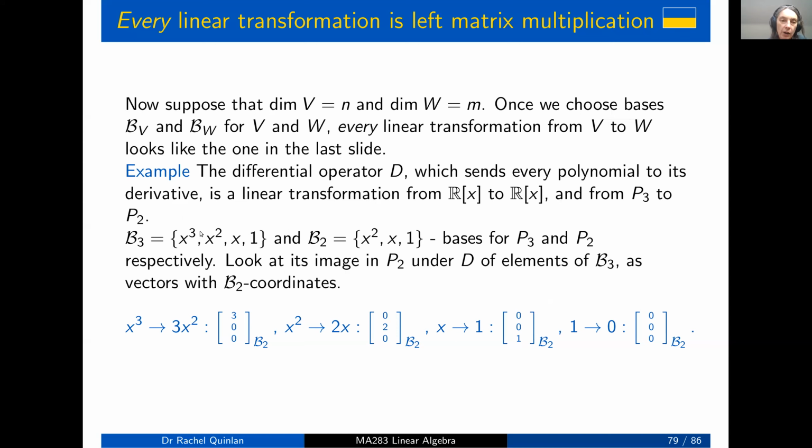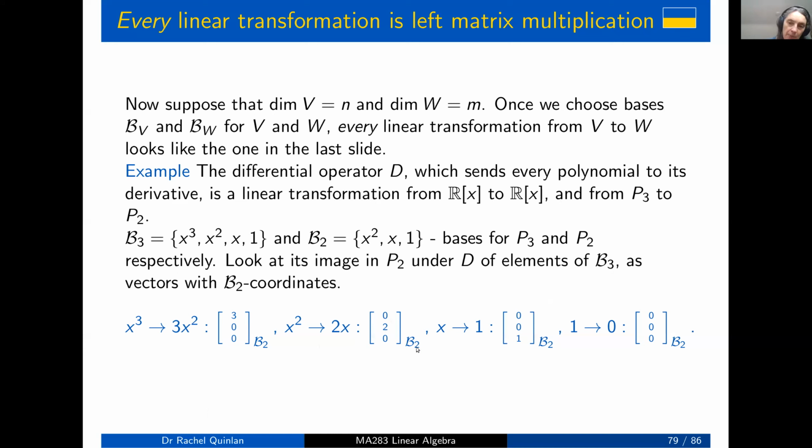Under the linear transformation D, the image of x cubed is 3x squared. The coordinates of 3x squared with respect to the basis B2 are 3x squared plus 0x plus 0, so 3, 0, 0. We write those entries as a column vector and note B2 to indicate that we're talking about coordinates with respect to the basis B2. The second one, x squared, has image 2x under the differential operator. The coordinates of 2x with respect to B2 are 0x squared plus 2x plus 0 times 1, so 0, 2, 0.